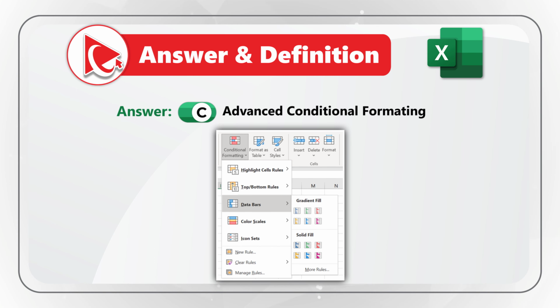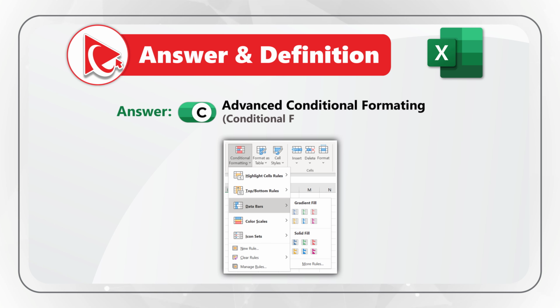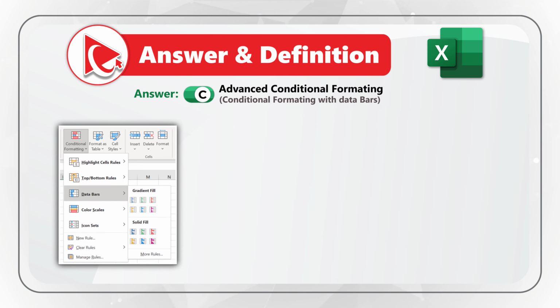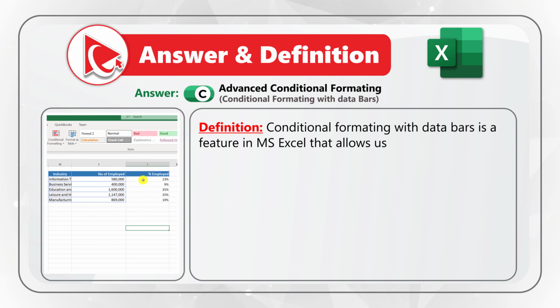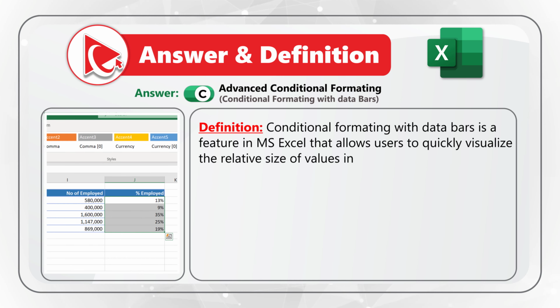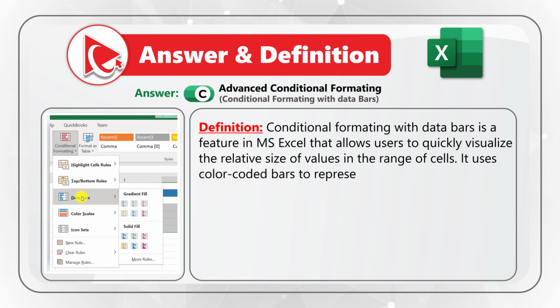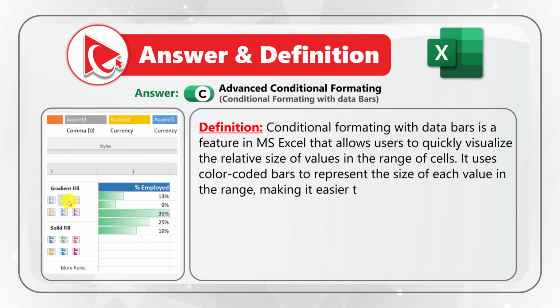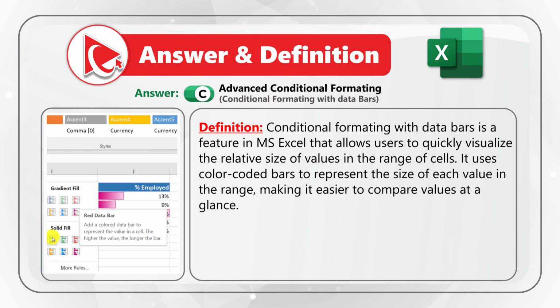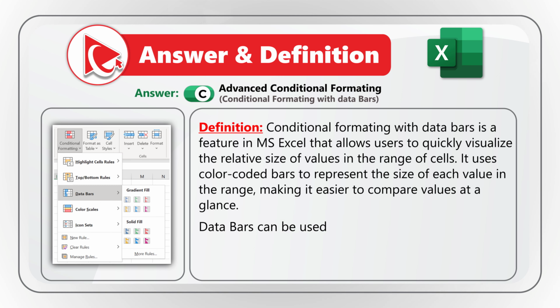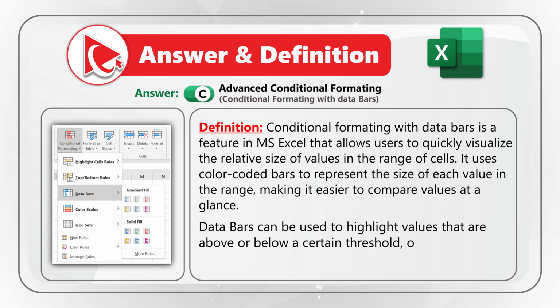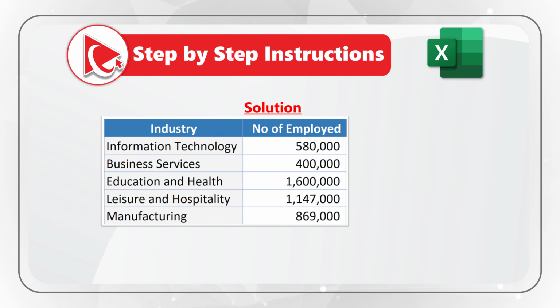And it is advanced because it is conditional formatting with data bars. Conditional formatting with data bars is a feature in Microsoft Excel that allows users to quickly visualize the relative size of values in the range of cells. It uses color code bars to represent the relative size of each value in the range, making it easier to compare values at a glance. Data bars can be used to highlight the values that are above or below a certain threshold, or to compare values across different categories. Now, let me share with you step-by-step instructions on how you can solve this challenge on the test.